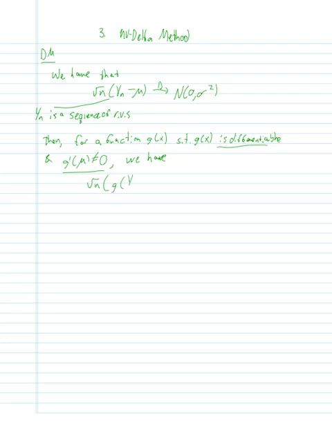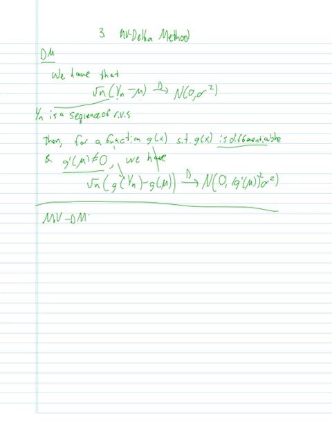g of y sub n minus g of mu. So we have yn becomes g of yn, mu becomes g of mu. Converges in distribution to normal distribution with mean 0. Variance is, instead of sigma squared, it's g prime of mu all squared, sigma squared. So now, to extend this to the multivariate delta method.